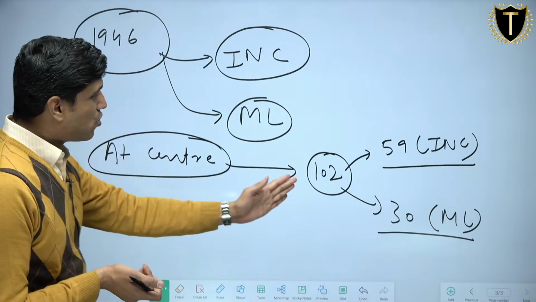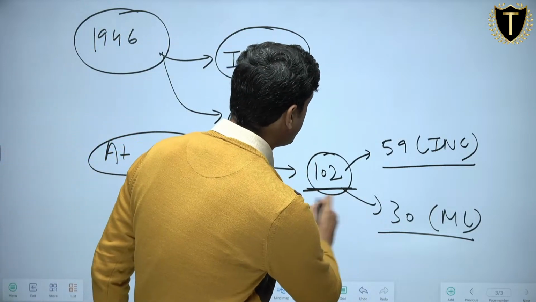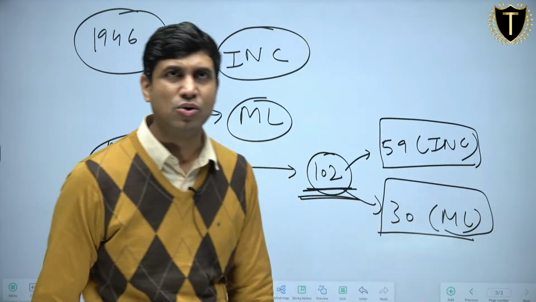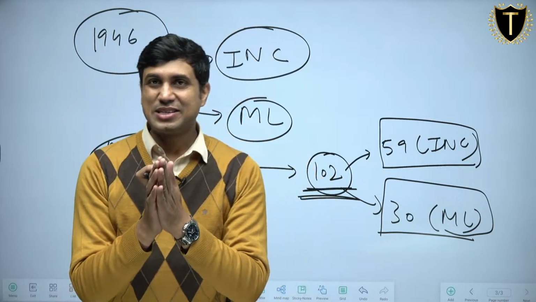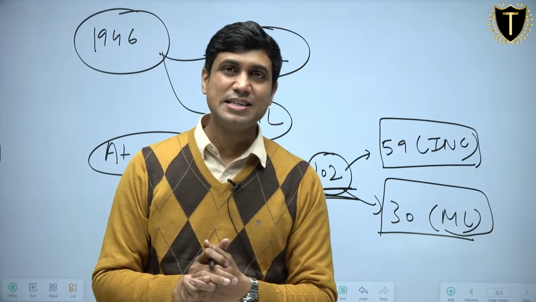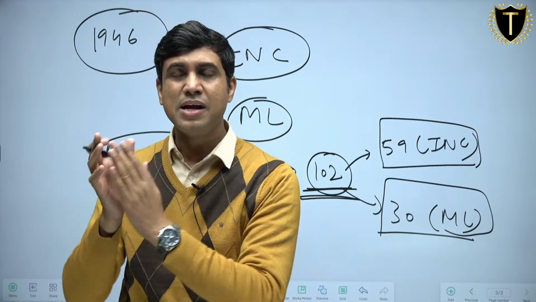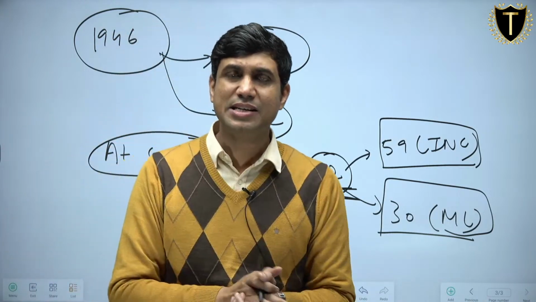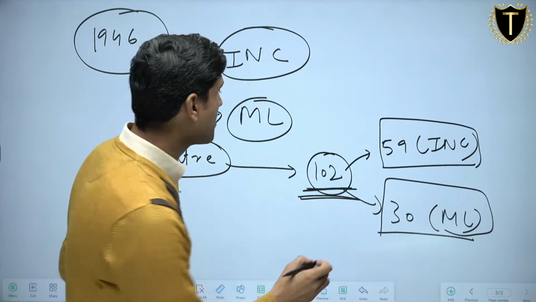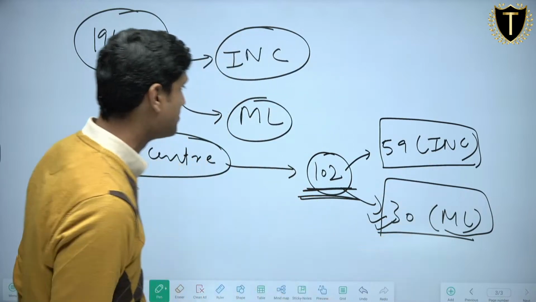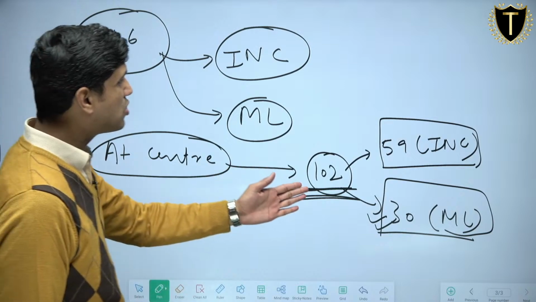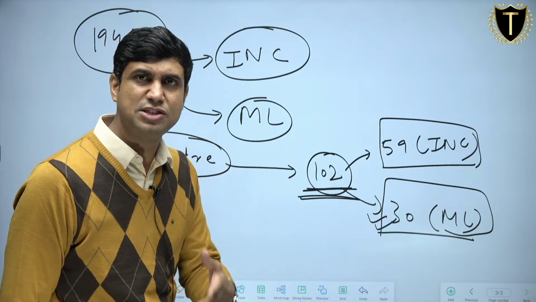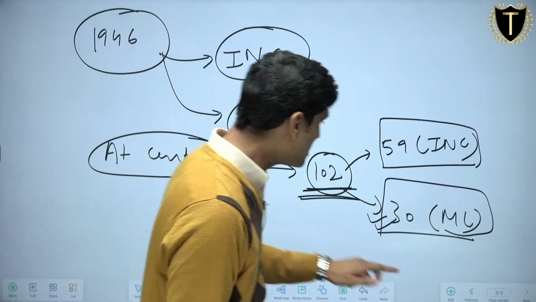Let's concentrate. So at center, out of 102 seats, 59 went to Congress and 30 went to Muslim League. The seats were reserved in the elections. There was a separate electorate for Muslims. So there were seats reserved for Muslims, and Muslim League won all the seats reserved for Muslims. That was a phenomenal victory for Muslim League in this election. And in the rest of the seats, Congress was able to win 59 out of the remaining 72 seats, basically the general constituencies. This is at center.